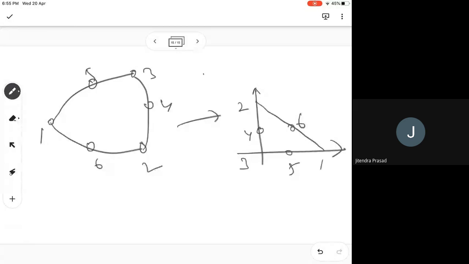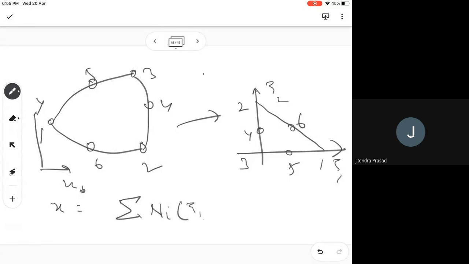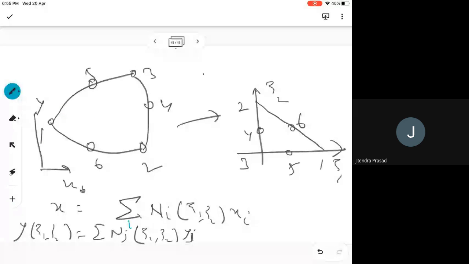And in this case, you write this is the I1, I2 system, whereas this one is the X and Y system. Here you write X equal to summation of Ni(Xi1, Xi2) multiplied by Xi, right? And similarly, Y as a function of Xi1, Xi2 is summation of Nj(Xi1, Xi2) multiplied by Yj. So in this case, summation is for all the six, so I is equal to 1 to 6.